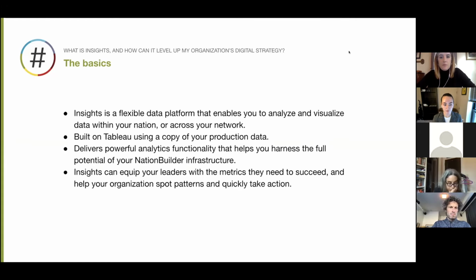Insights delivers really powerful analytics functionality that helps you harness the full potential of your NationBuilder infrastructure, being able to visualize in a better way all the different data points that might be stored in various parts of the product on an individual person or a group of folks. And most importantly, Insights can equip leaders at your organization with the metrics that they need to succeed. This can also help visualize patterns that might be occurring so you can take action quickly and use data to make an informed decision.